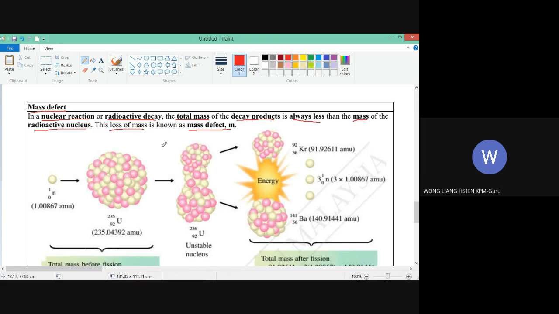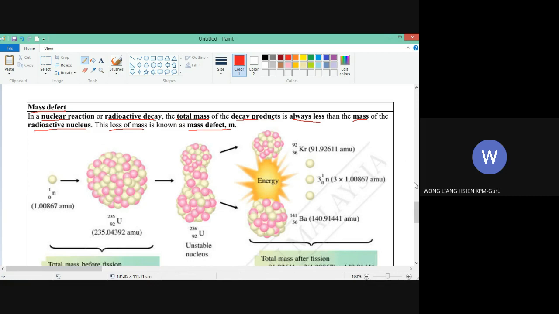Okay? So don't care whether it is radioactive decay, nuclear fission or nuclear fusion, the total mass of the product is always less than the mass of the original substances. All the mass of the original substance is more than all the mass of the product.